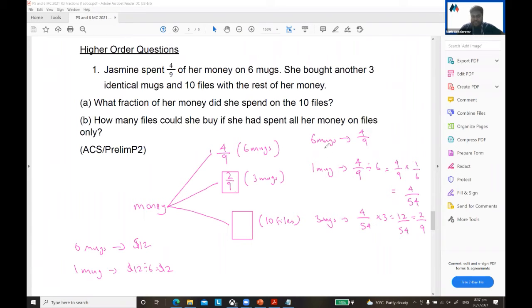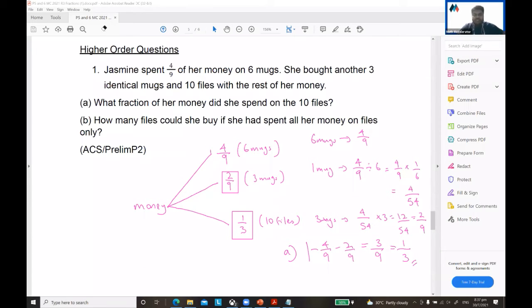All right. So what fraction of her money did she spend on the 10 files? So part A, you just take 1 whole minus 4/9 minus 2/9. You get 3/9 and give it in its simplest form, just 1/3. Okay, so part A done. So part B becomes very easy.